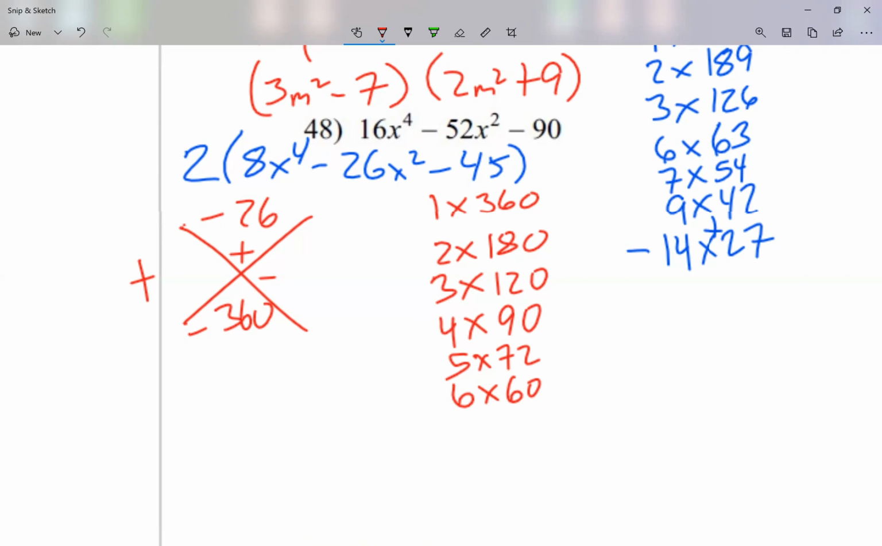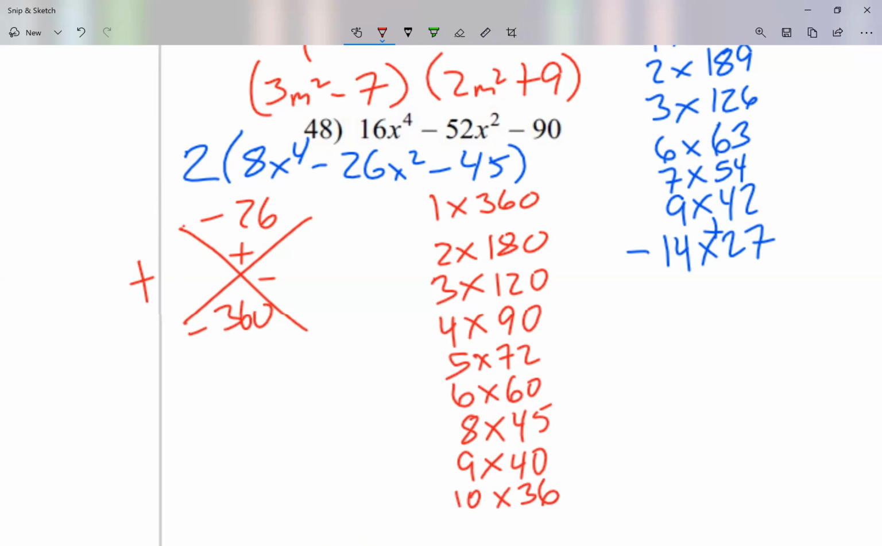How about 8? I have 8 times 45, but 45 minus 8 is not 26, so I continue. How about 9? 9 times 40. 40 minus 9 is not 26. Okay, how about 10? 10 times 36. Now this one works because 36 minus 10 is 26.